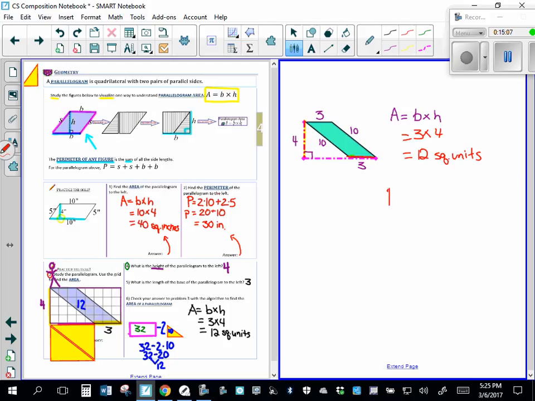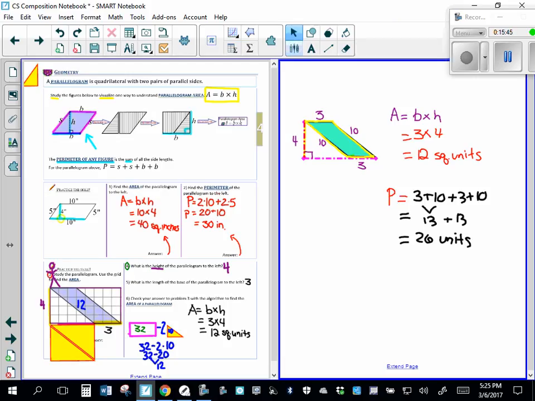But if we had to do perimeter, we wouldn't use the 4 at all. We would just add the 3 and the 10 and the 3 and the 10 and say the perimeter is 3 plus 10 plus 3 plus 10, and that would be 13 and 13, or 26 units. It's perimeter, it's not square units. So that's all we worked on today.